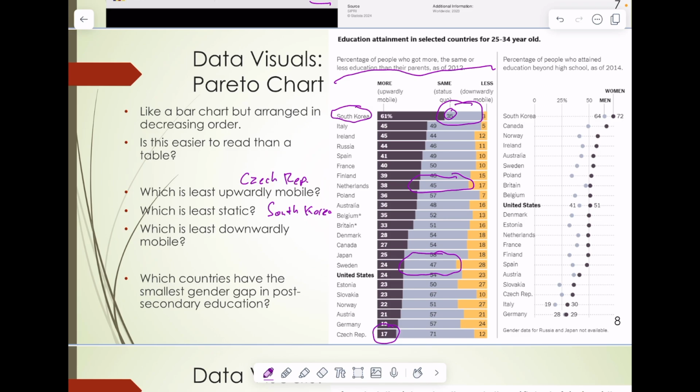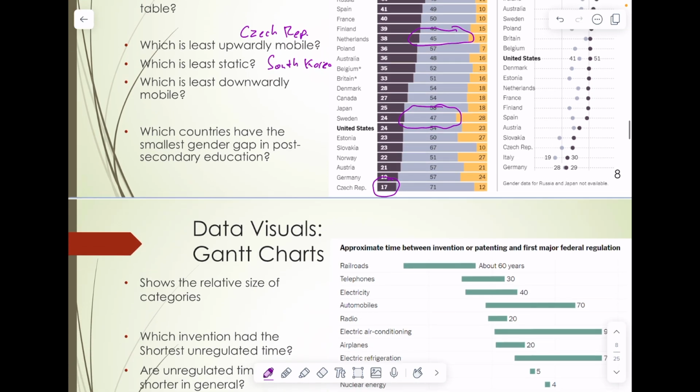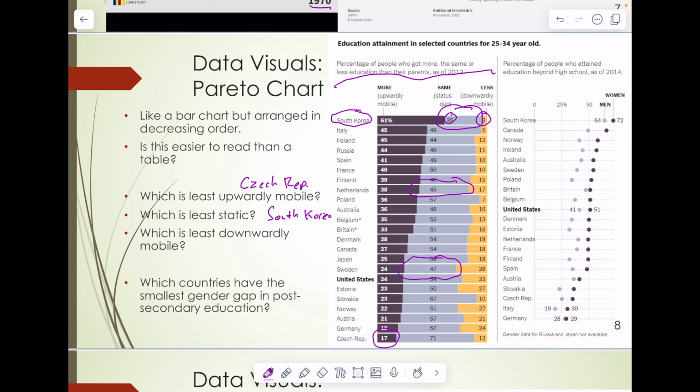Which is least downwardly mobile? And that would be South Korea. Well, I think it's South Korea anyway. Yeah, just glancing at it, yeah. The 3 is the smallest one there.